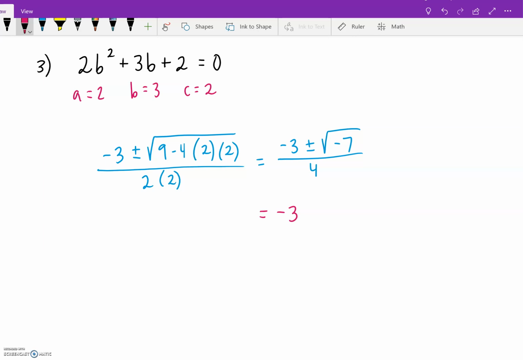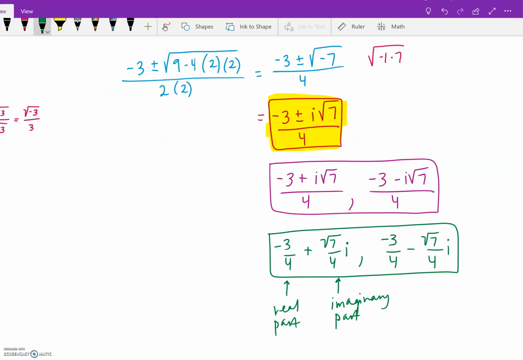So we have negative 3 plus or minus. I'm taking out that negative, so I'm going to write i on the outside, because remember, i is equal to the square root of negative 1. So we have negative 1 times 7 over here. So I'm taking out that negative 1 and writing i, but we still have the square root of 7 left. And that is all over 4.